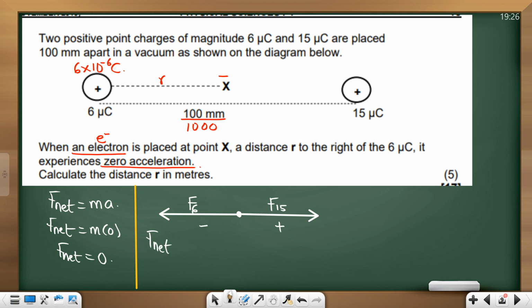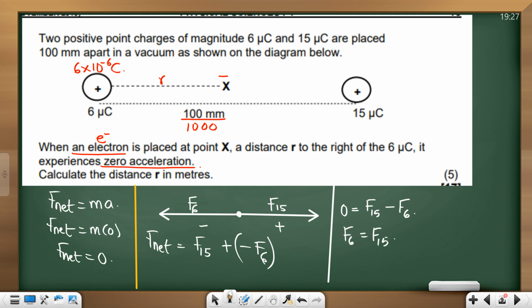I would say F net, therefore, will be equal to F of 15 plus minus, is that where the minus came from, right? Now, what is my F net? My F net is what? 0. So F of the 15 minus F of the 6. I move the F of the 6 over. F of the 6 on the electron will be equal to F of the 15, because it means we are pulling on the electron. Acceleration.